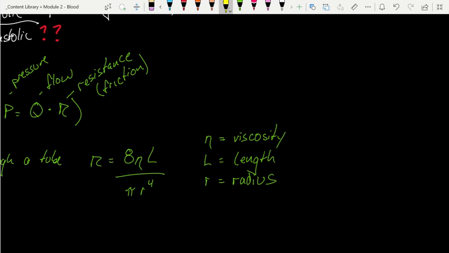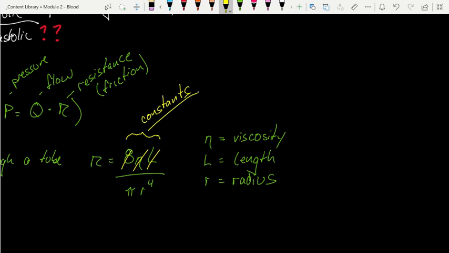3.04 times 10 to the minus 3 Newton seconds per meter squared, and I don't care. It's a constant. 8, it's a constant. It's just 8. Length. Well, for the most part, you and I, now that we've stopped growing, we have a constant amount of blood vessels. That's not something that's dynamic. It's not something that's changing a whole lot. So that also is a constant. All of these are constants.